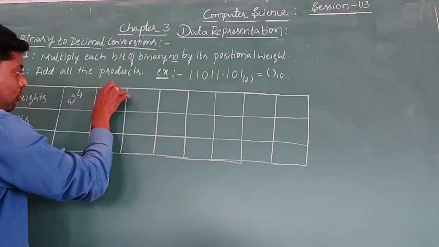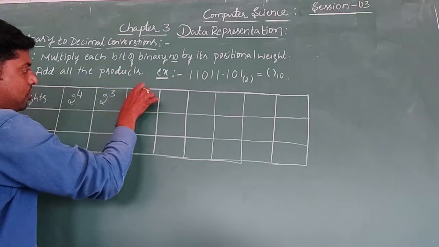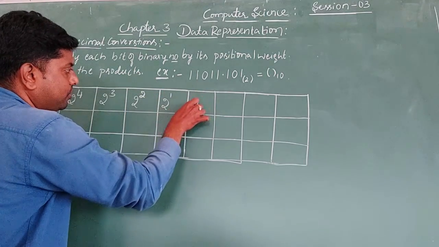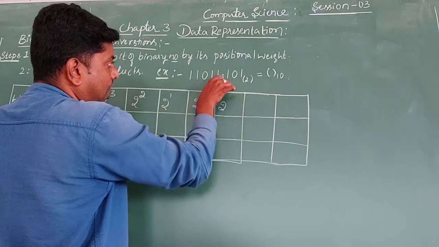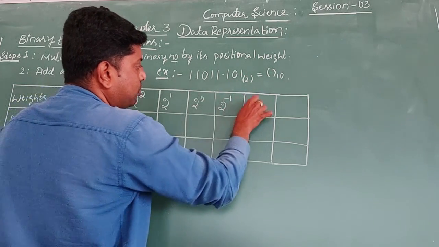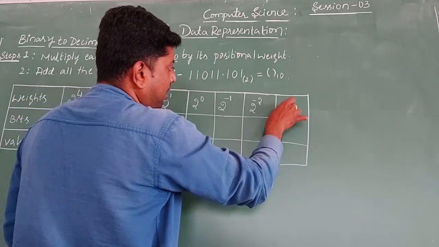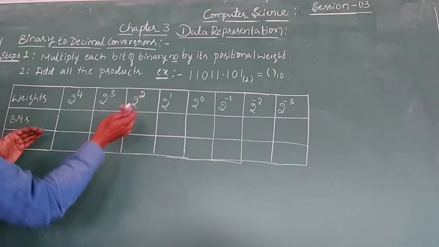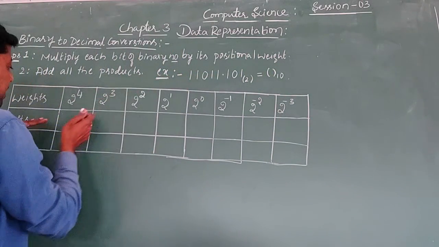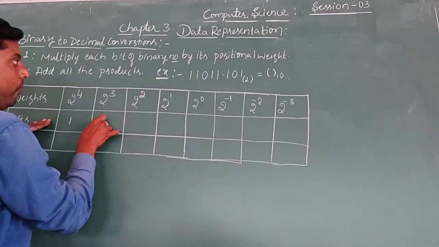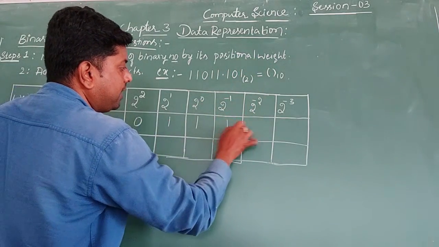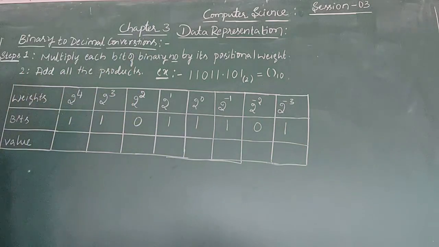Then like that we have to go on. 2 to the power of 3, 2 to the power of 2, 2 to the power of 1, 2 to the power of 0. After the decimal point, this is 2 to the power of minus 1, 2 to the power of minus 2, 2 to the power of minus 3. Then apply the digits they are given. Just apply the bits: 1, 1, 0, 1, 1.101.